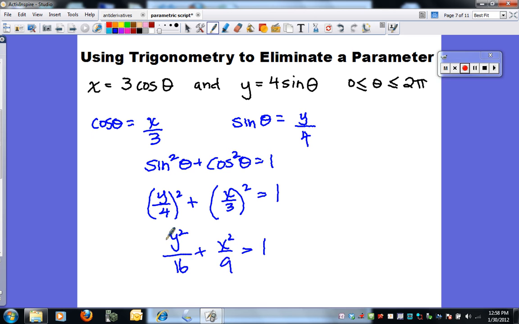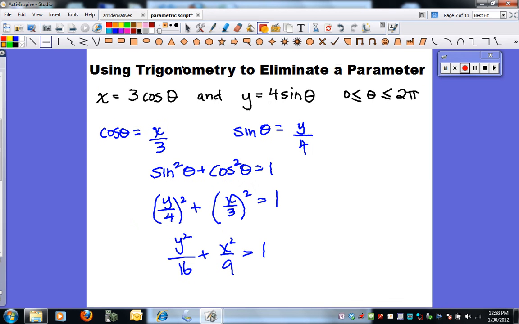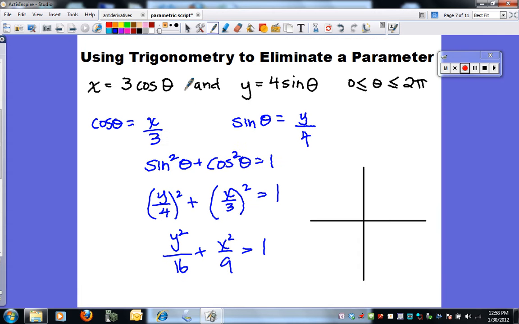Now, does anyone know what this is an equation of? What this looks like? Nobody? If you remember your conics from maybe one class, maybe geometry, somewhere you may have learned some conics. This actually looks like an ellipse.